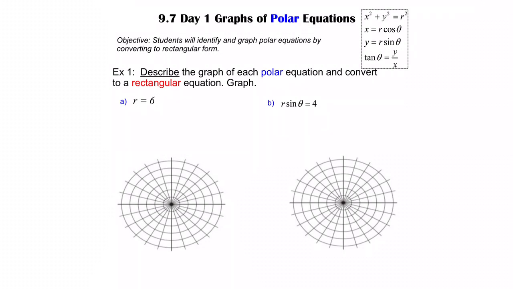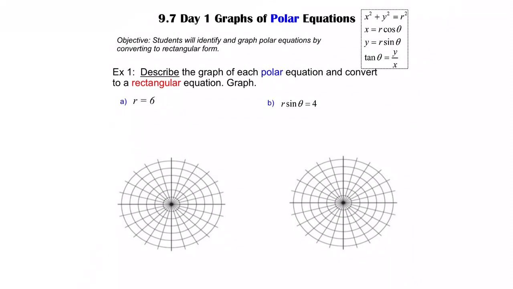Section 9.7, Day 1, Graphs of Polar Equations. The other day we looked at converting from polar form to rectangular form. We're going to do the same thing today, but then we're also going to graph the new equation. So let's take a look.